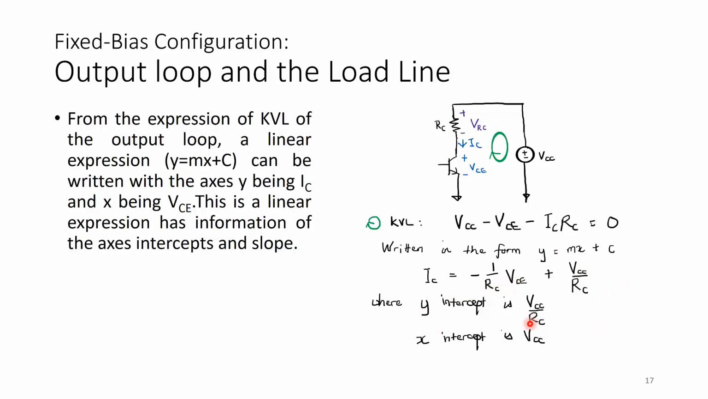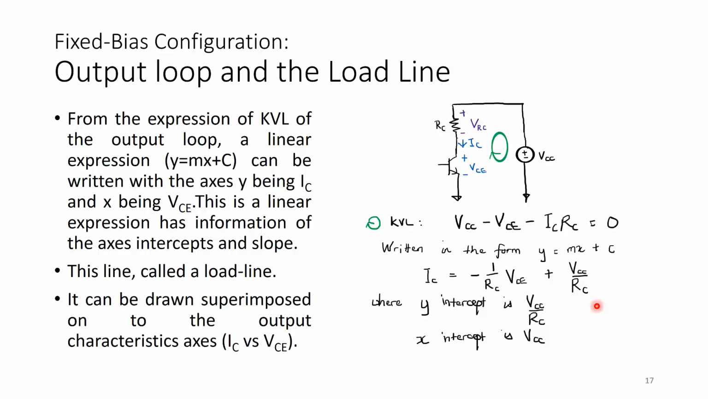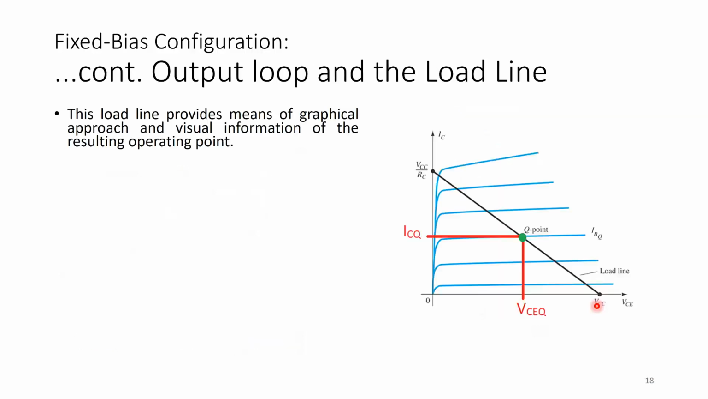So the y-intercept is VCC over RC. The x-intercept is when y is equal to 0, and that would give us VCC, and the gradient would be negative 1 over RC. So this line is called a load line. This line here, we can actually draw it as a straight line, and it's called a load line, and it can be drawn superimposed onto the output characteristic axis, which is IC versus VCE, as shown in this slide, like this.